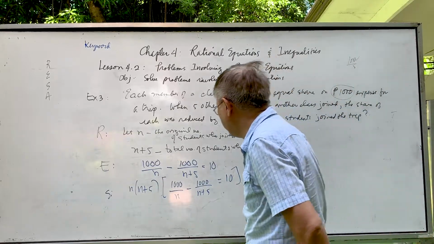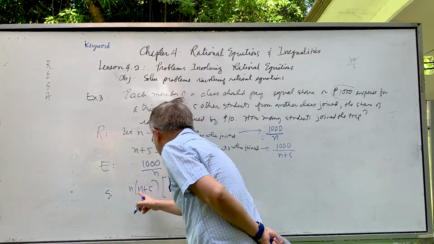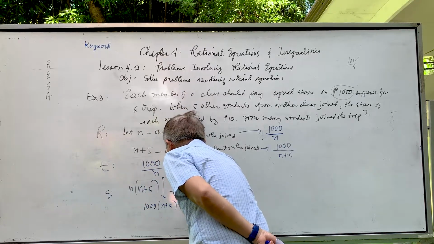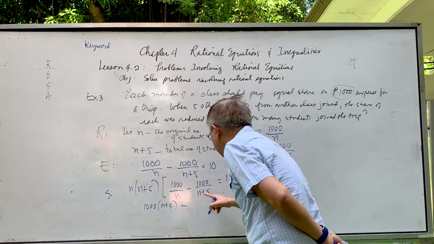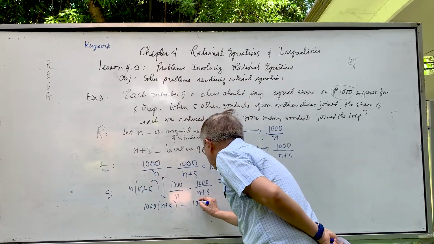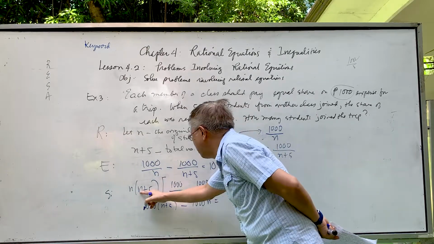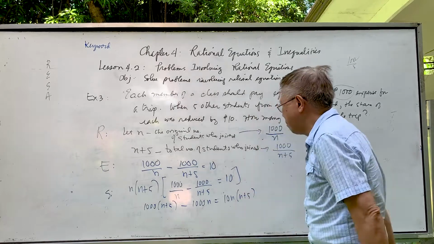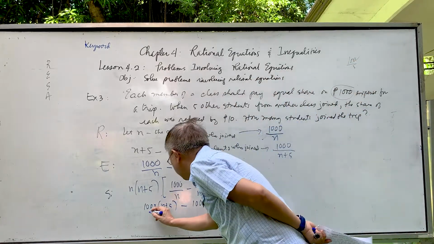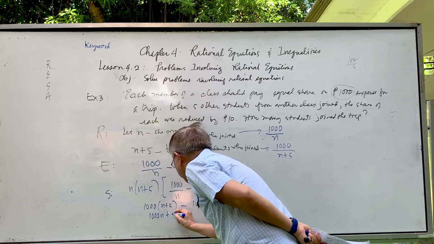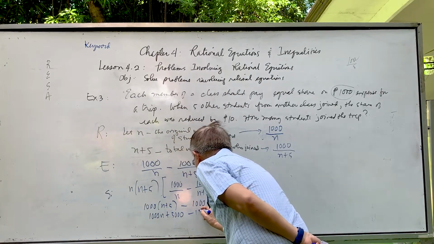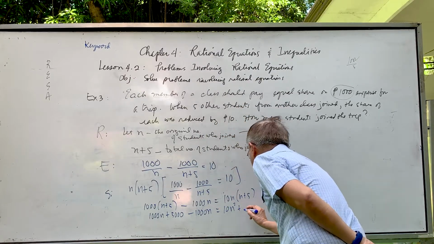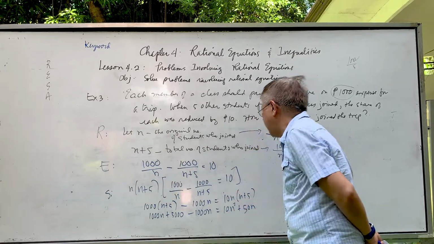And how will the solution be? This 1 times this, n cancels out. So I will get 1,000 times n plus 5 on the first term. This one and this cancels off. I will get 1,000n. And then this 1 times this, I will get 10n times n plus 5. Simplifying this, we get 1,000n plus 5,000 minus 1,000n equals 10n squared plus 50n.